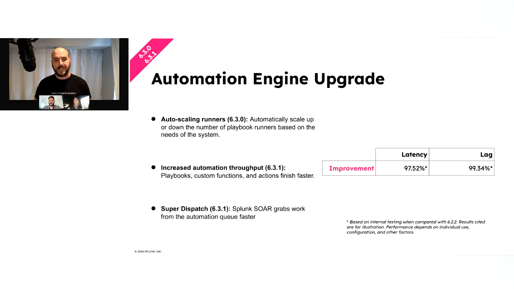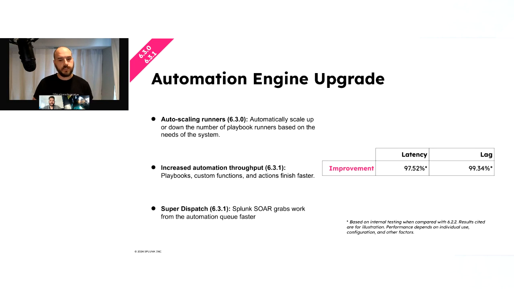What we saw was a 97% improvement in SOAR 6.3 of latency, which is the measure of the average playbook runtime, meaning event comes in, playbook runs, how long did that take? And then a 99% improvement in the overall total test runtime, which in this graph is called lag. So that means how long did SOAR take to finish all thousands of containers ingested in that 15 minutes. So really impressive results with the automation engine upgrade.